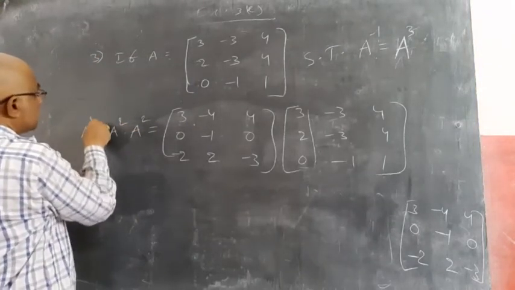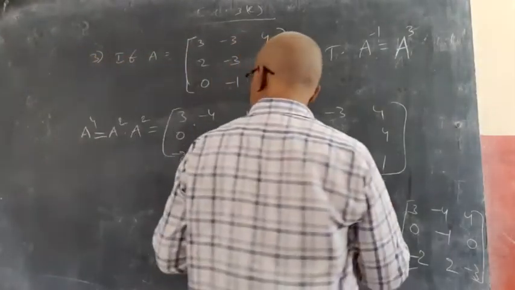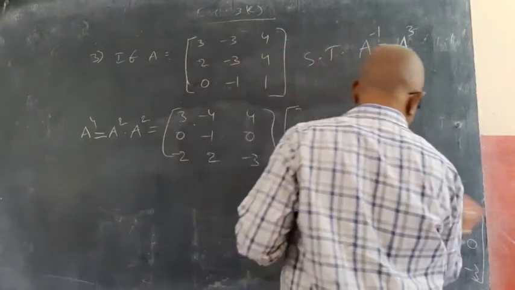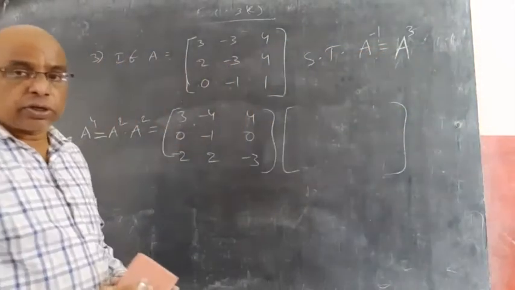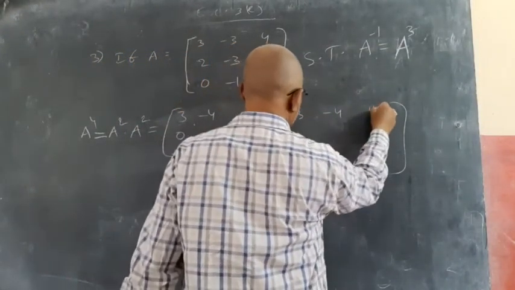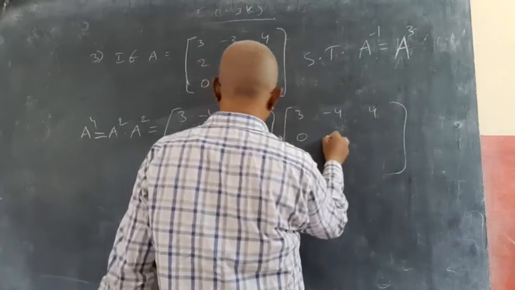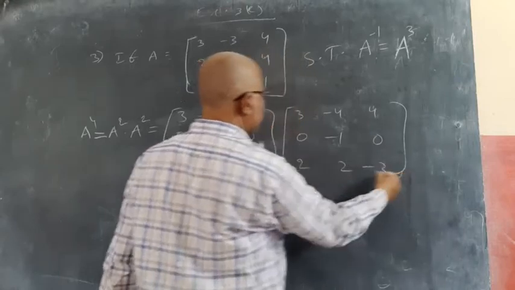So A square into A square, I am going to do now, gives me A power 4. 3 minus 4 4, 0 minus 1 0, 2 2 minus 3. Calculation part you always take care here.